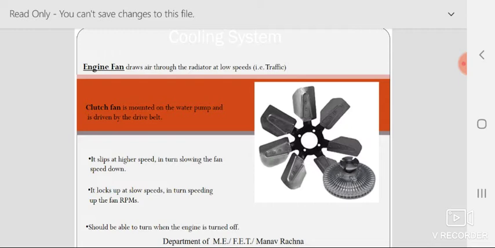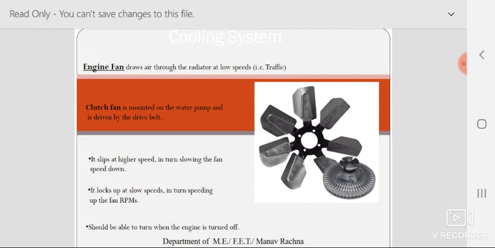I said, the more you save power in these accessories like the cooling system, like air conditioning, all these alternators, all these accessories, the more you reduce the power consumption, you will get more power at the wheel.